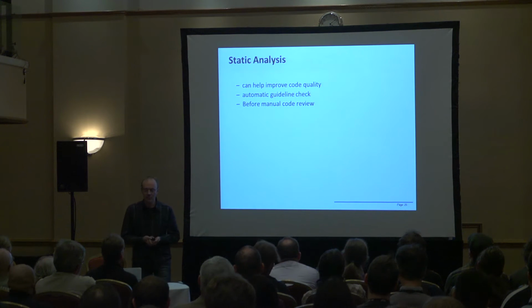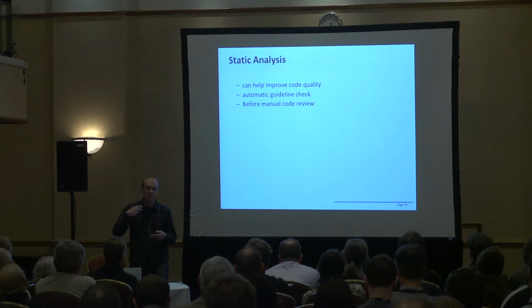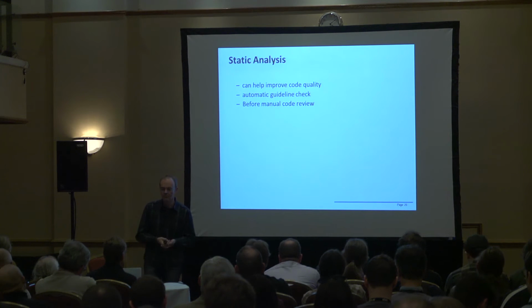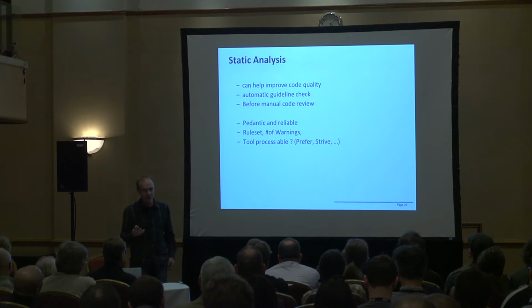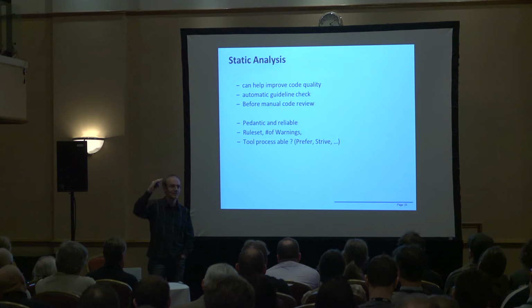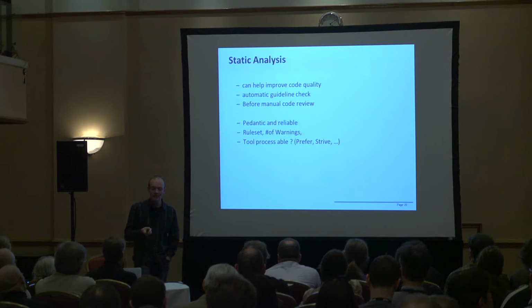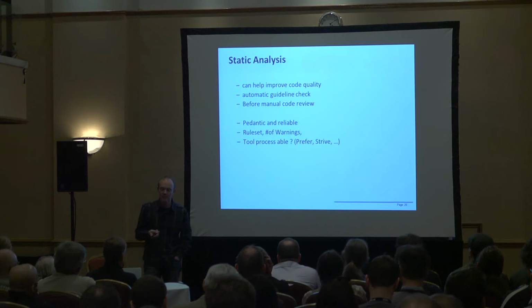I think it can help to improve your code quality. Also, if you turn your coding guideline into an automatic checking process, for example, before you do manual code review, you can find lots of bugs. And the advantage is that if you do it machine-driven and automatically, the process is very pedantic and reliable, because when you look at people in a code review, at some point you get tired, yeah? And you don't have a high level of attention all the time. And a machine can do that. This is what computers are for, yeah? Pedantic and reliable. It depends, of course, on how large the rule set is.